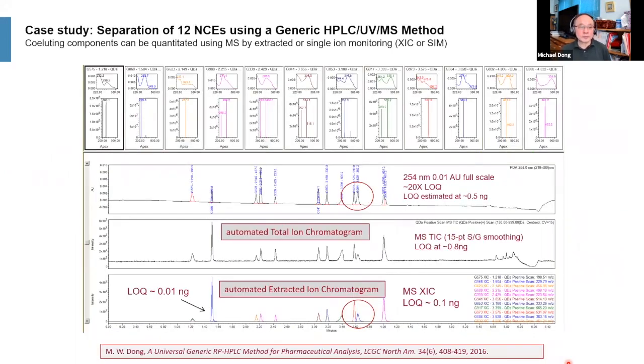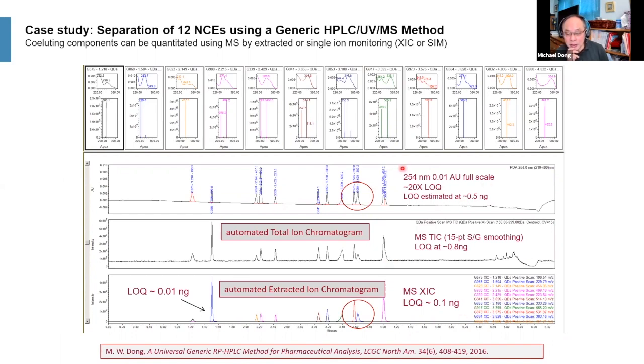Our second case study is using LC mass spec. This is a generic method that I have been advocating. It is a generic method that seems to work for every API, every NCE in this particular company that I work for. Okay, so that was published. It's called a universal generic reverse phase method for pharmaceutical analysis. It is a 2-minute method.